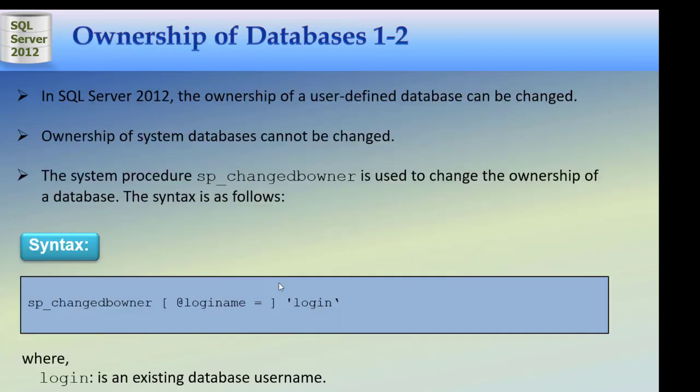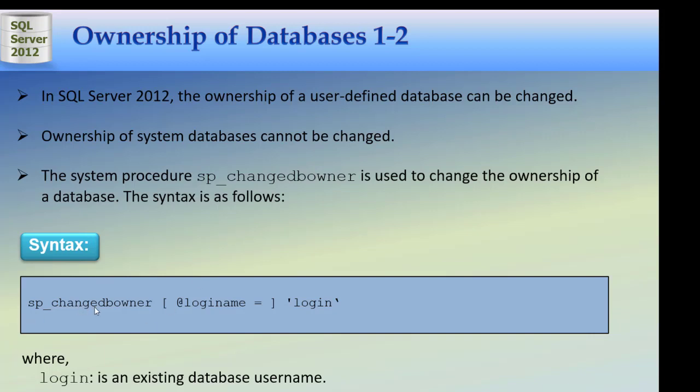There. Then ownership of databases. Now in SQL Server, the ownership of a user-defined database can be changed, and ownership of system databases cannot be changed. Now, to do this, we use a system procedure. SP is short for system procedure. SP_changedbowner, that is database owner. So this stored procedure is used to change the ownership of the database, and the syntax is as follows.